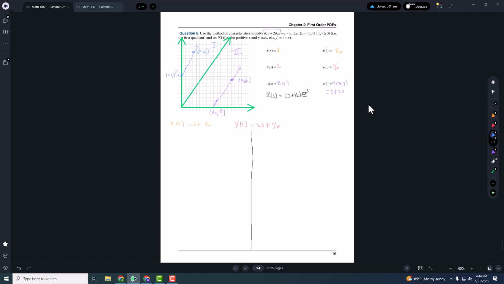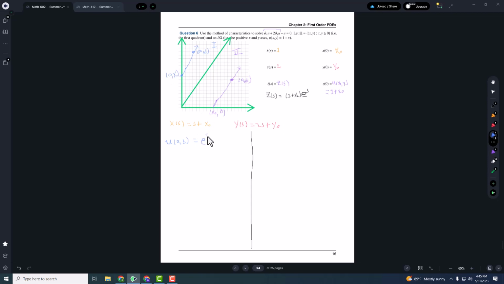If I look at what's happening in region 1, I'm going to trace my characteristic back to the y-axis. Notice x naught is equal to 0, and what this is saying is that if I just look at the PDE along this line right here, z of s is going to be equal to 1 plus x naught times e to the s, or just e to the s. So along this line, the solution is equal to e to the s. So u of a, b, for the blue point in region 1, is equal to 1 plus x naught, so x naught is just equal to 0, so it's going to be e to the s.